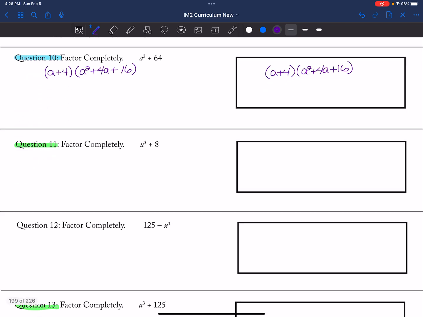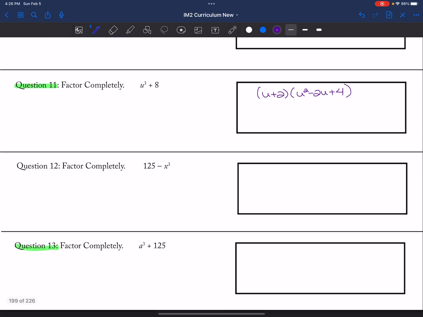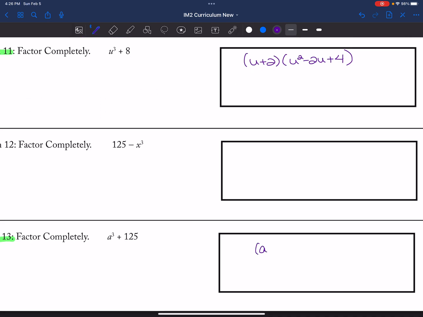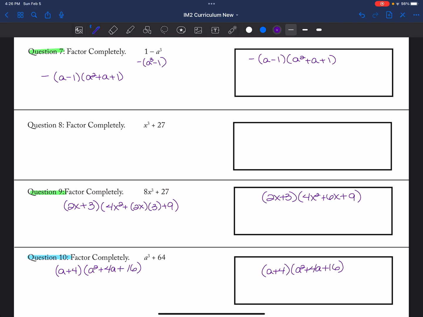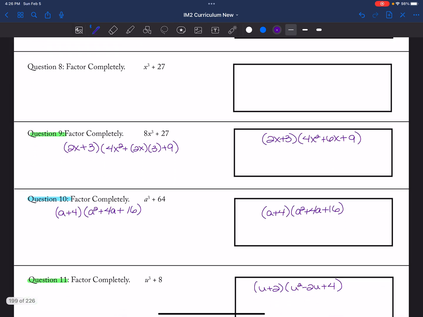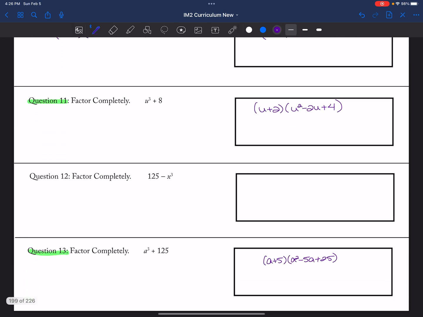Okay, and then u plus 2, u squared minus 2u, and then plus 4. A plus 5, a squared minus 5a plus 25. Oops. I zoomed in somehow really, really far.